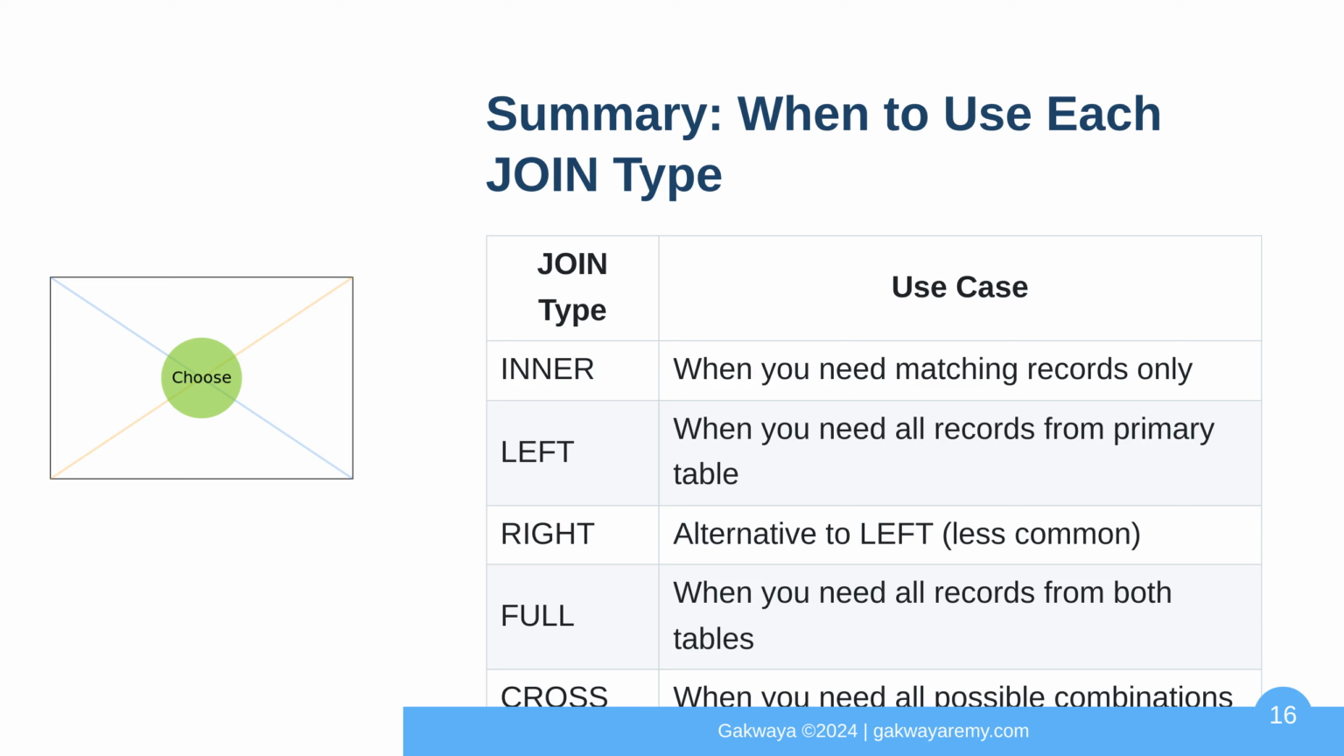We've covered a lot of ground in understanding SQL joins. Remember, choosing the right join type is crucial for both getting the correct results and maintaining good performance. Think of inner join as your default choice, and only use other types when you specifically need their behavior. Left join is your go-to when you need to preserve all records from one table. Full and cross joins should be used sparingly and with careful consideration of their impact. Practice with these concepts, and you'll become proficient at data manipulation in SQL.